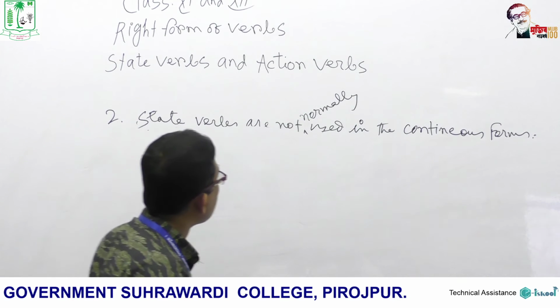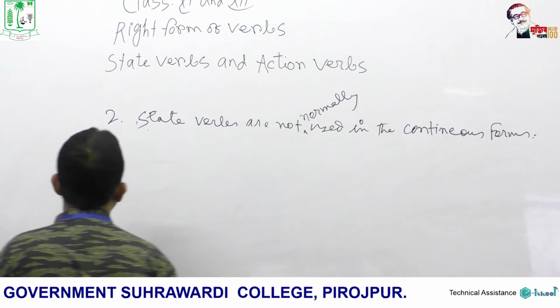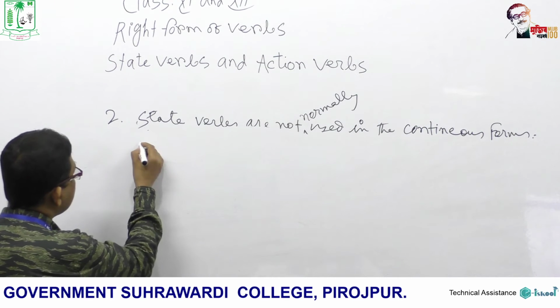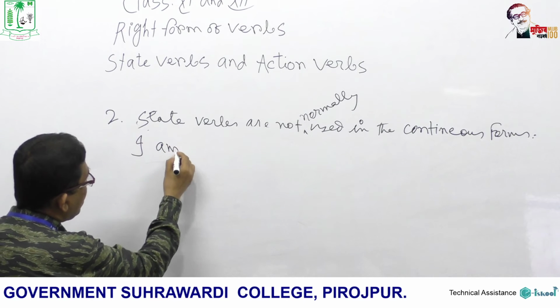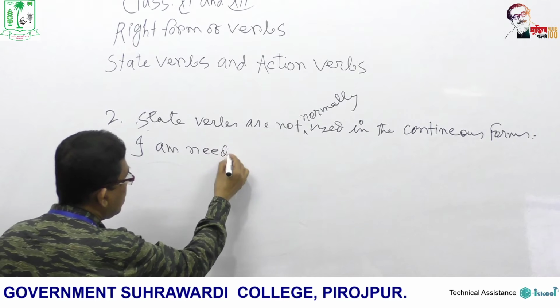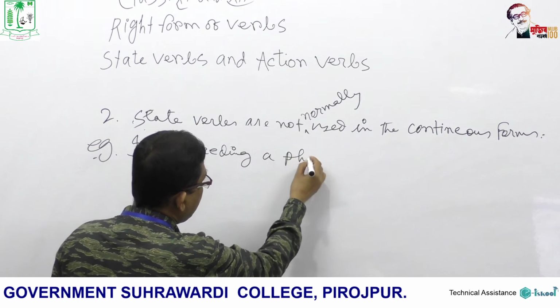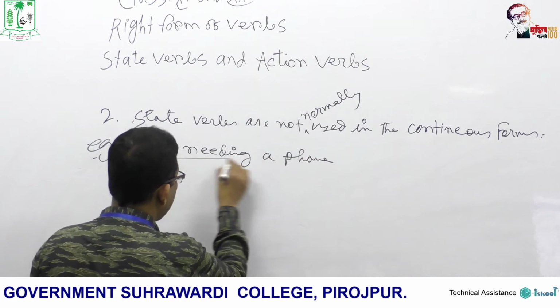State verbs are not normally used in the continuous forms. For example, I am needing a phone.